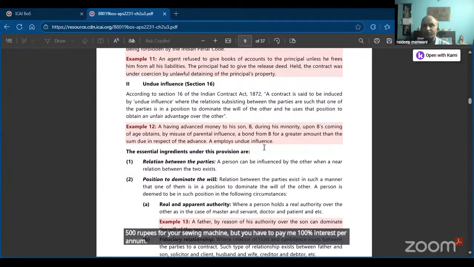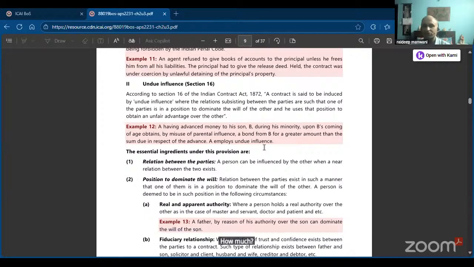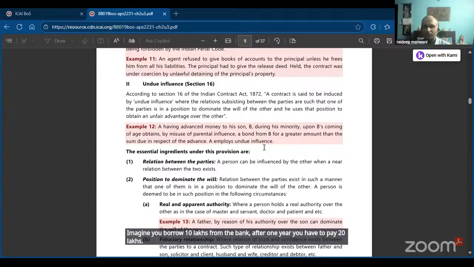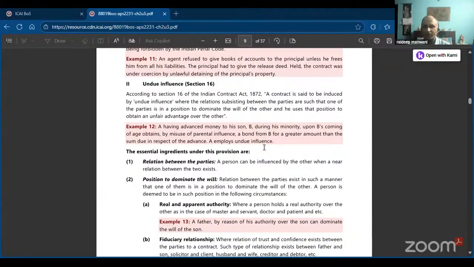per annum. 100%. Wasn't he taking advantage? That means after 1 year, you have to double the money. Imagine you borrow 10 lakhs from the bank. After 1 year, you have to pay 20 lakhs. So Rani Annapurni Devi had no other way to go. She borrowed the money. Here he was in an apparent authority.